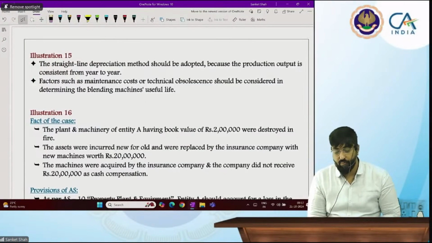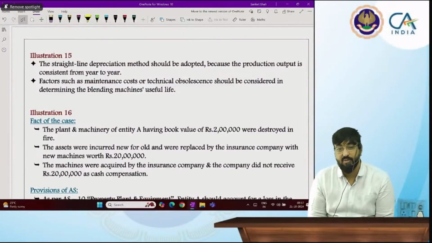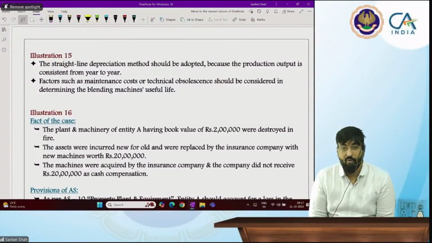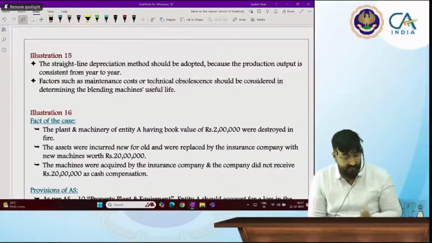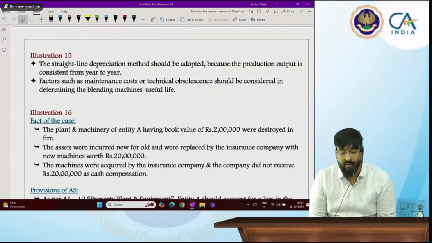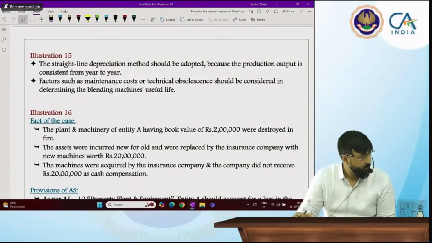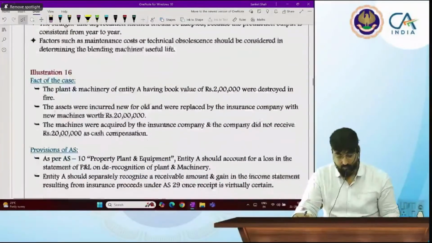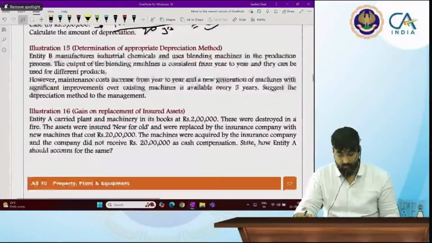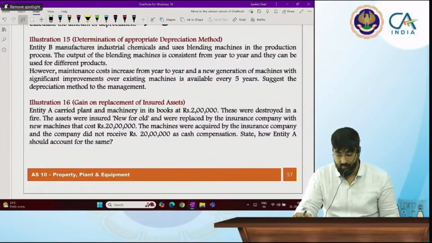Okay, but output is similar, therefore straight line method. Yes, but you have to consider maintenance cost and technical obsolescence also. So the institute has given a diplomatic answer. They have not given a fixed answer, and they have said to consider these factors also. Okay, sir. Read the answer.